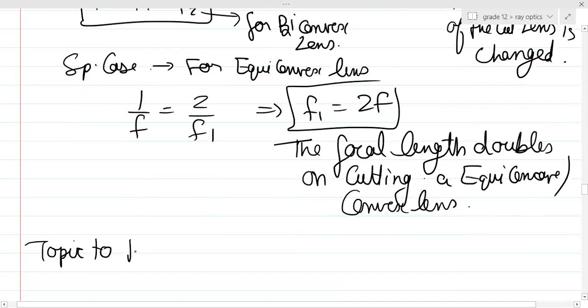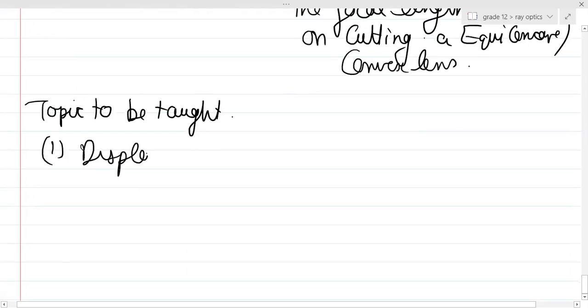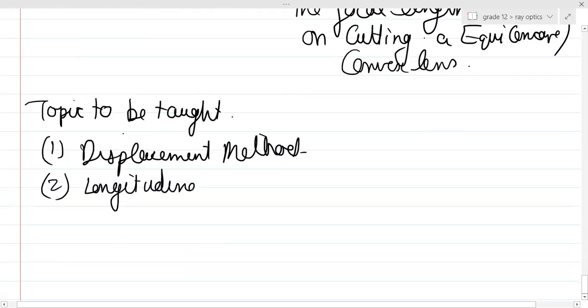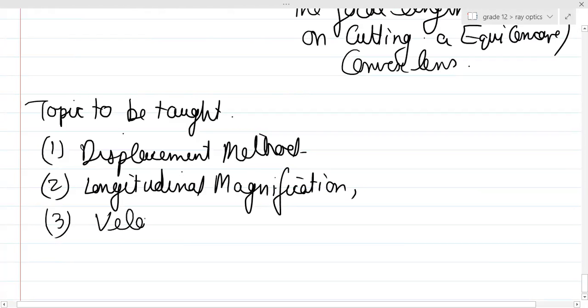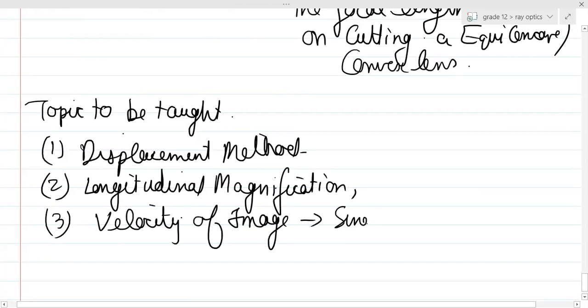After this, what are the topics to be taught? First is basically the displacement method. Then longitudinal magnification. And guys, did you leave some space when we discussed the single spherical surface? Magnification, sorry. Velocity of image in case of a single spherical surface, and length as well.